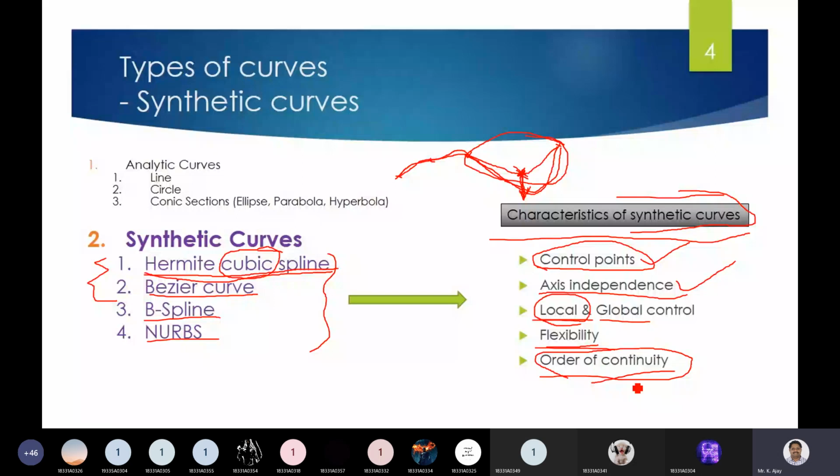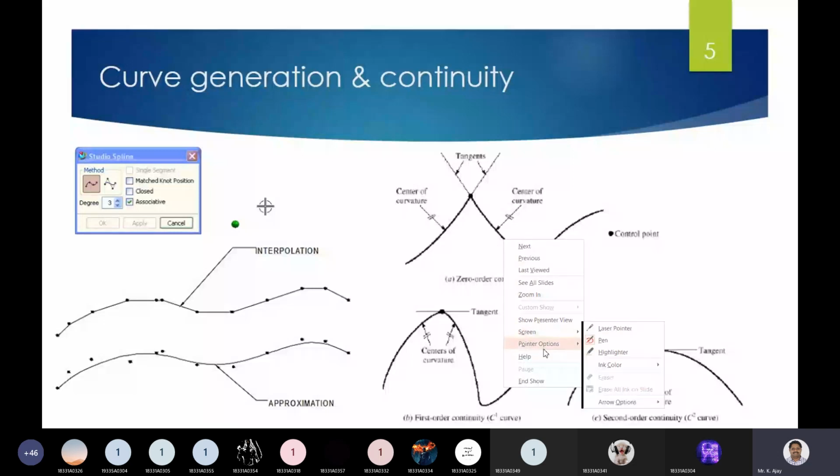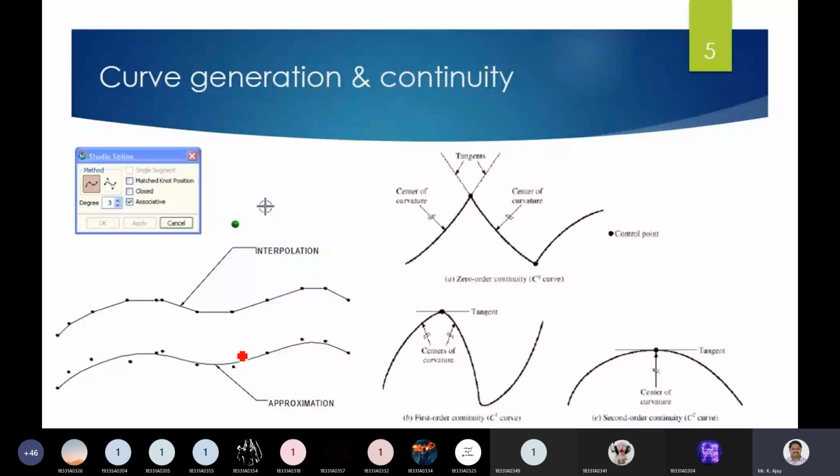What do you mean by continuity is another question which you will understand. What do you mean by continuity? Okay, if you look at continuity, look at this particular slide. So curve generation and continuity, this explains it better. First of all, there are two varieties of synthetic curves again. Okay, synthetic curves can also be categorized in this way.